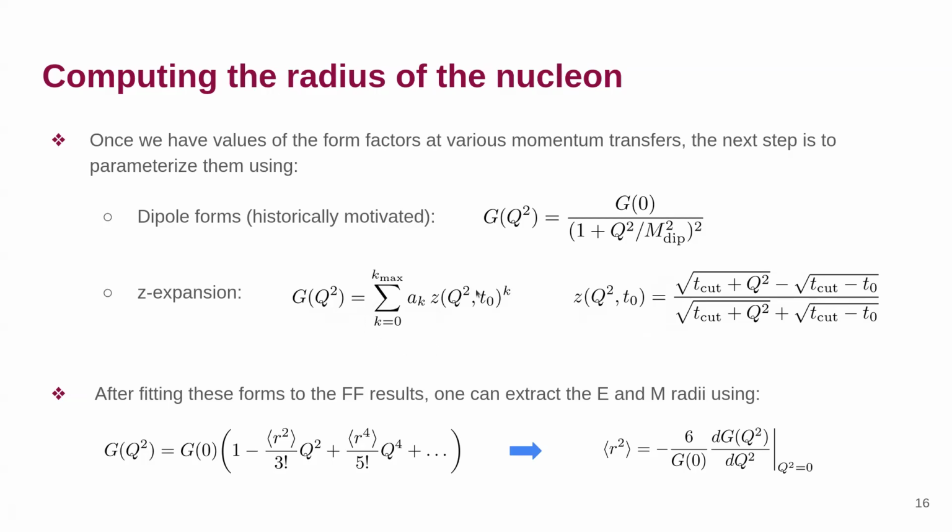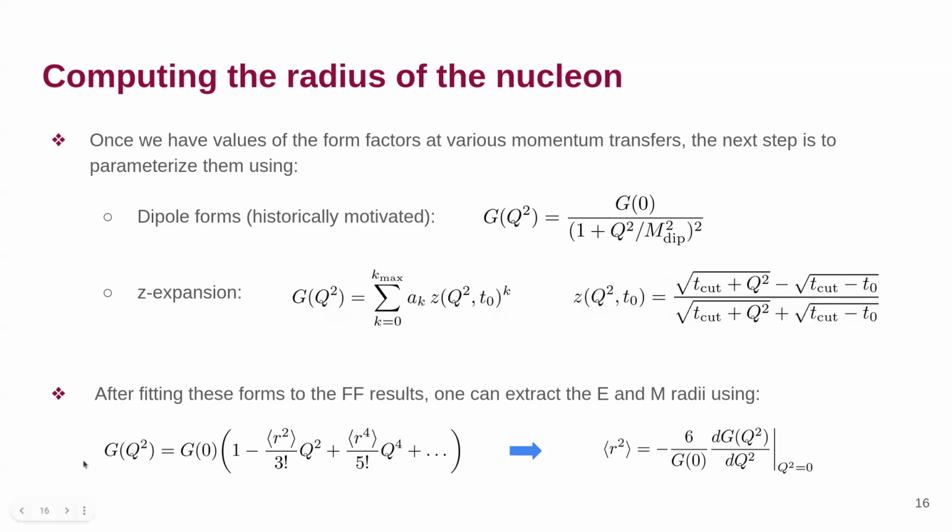But essentially, you can write down this polynomial expansion and perform a fit up to some order, which we label as Kmax in this quantity Z. But once you've performed those fits, however you choose to do it, you are then able to extract things like the electric and magnetic radius of, say, the proton.